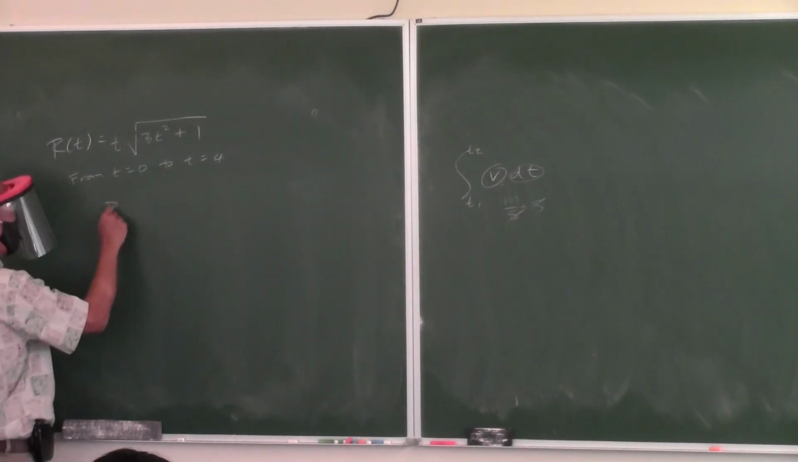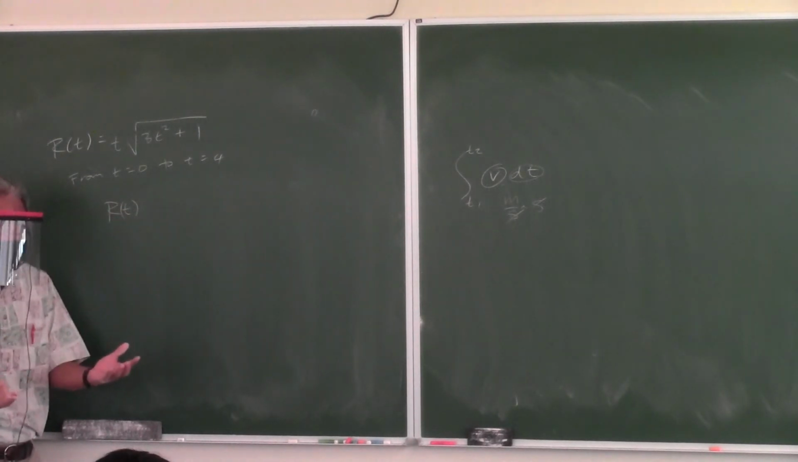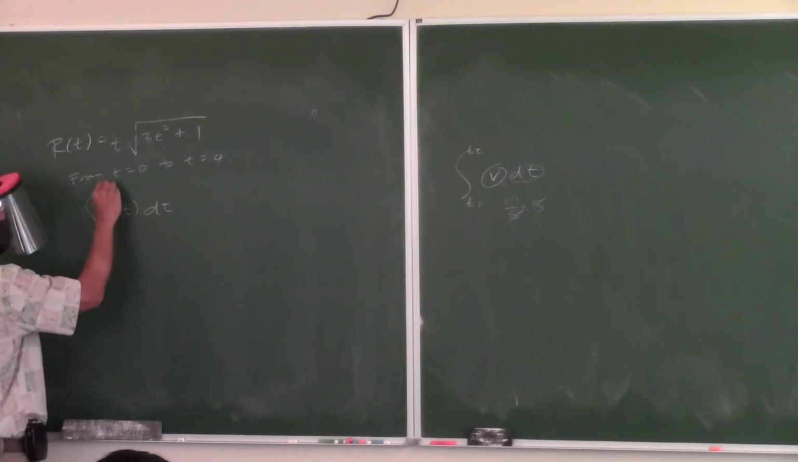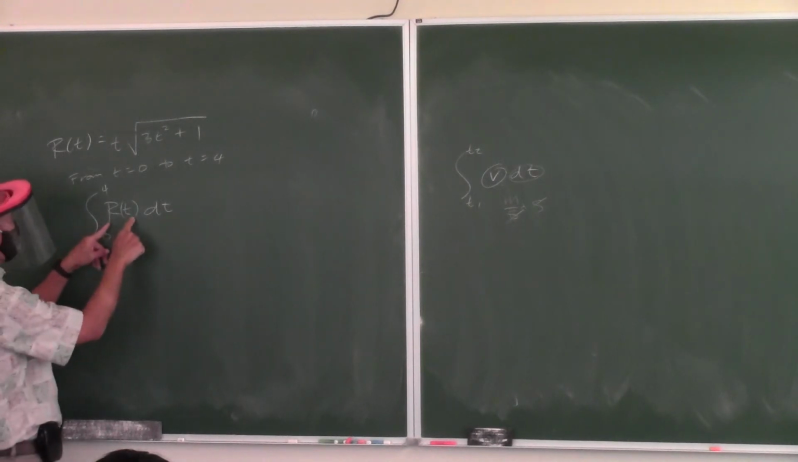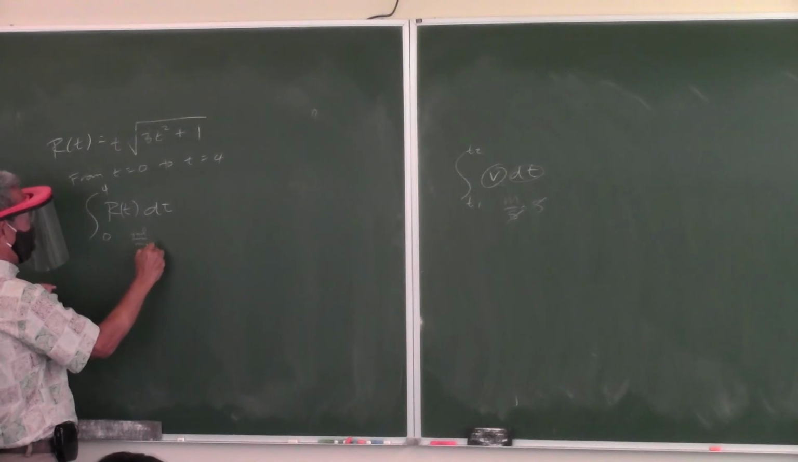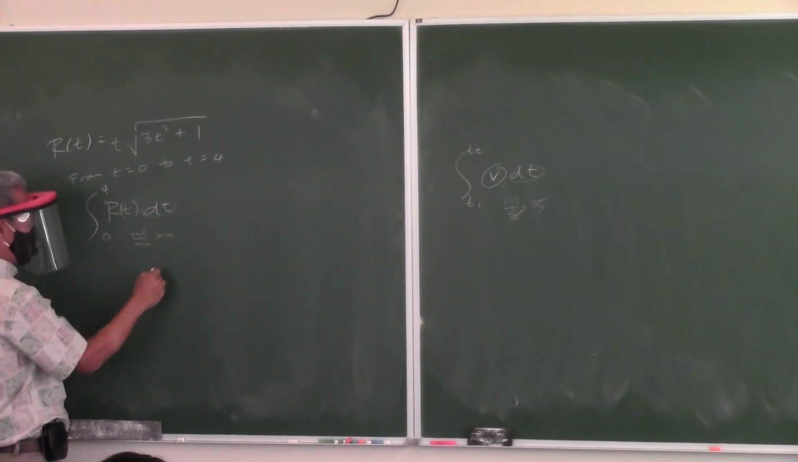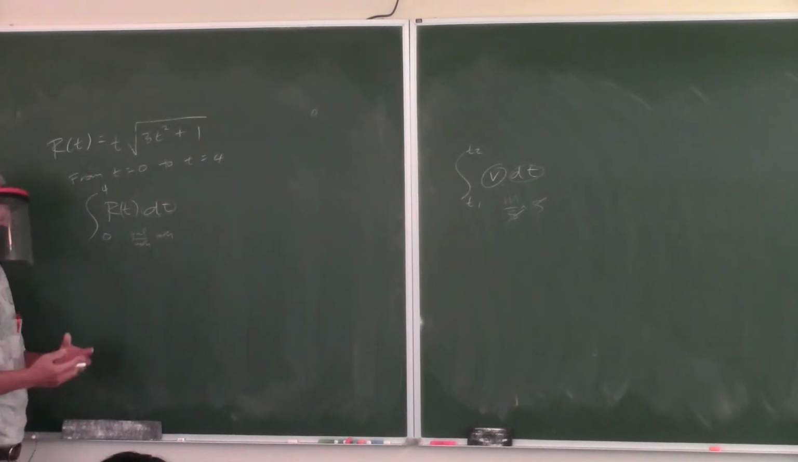If you are given a rate and want to figure out how much was done, you just do an integral from 0 to 4. Because if you look at the dimensional analysis, what are the units for rate? Gallons per minute. This is an infinitesimal unit of time, minutes. What is gallons per minute times minutes? The minutes cancel, you get gallons.